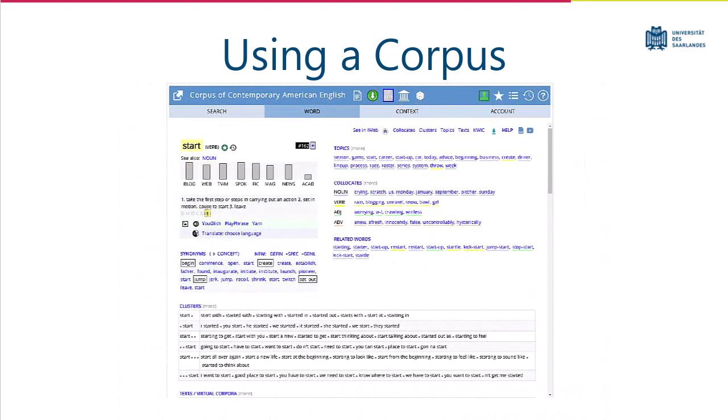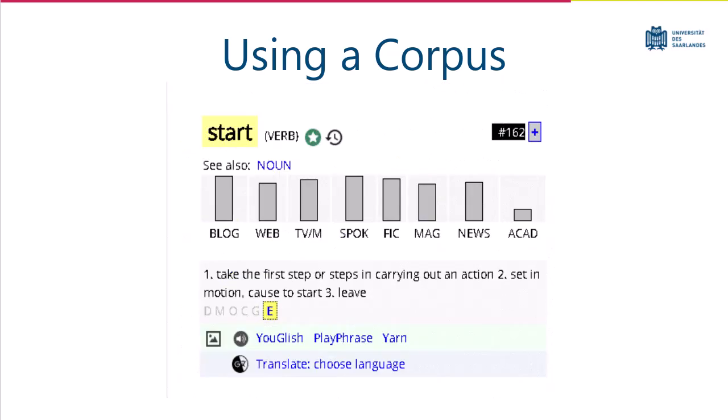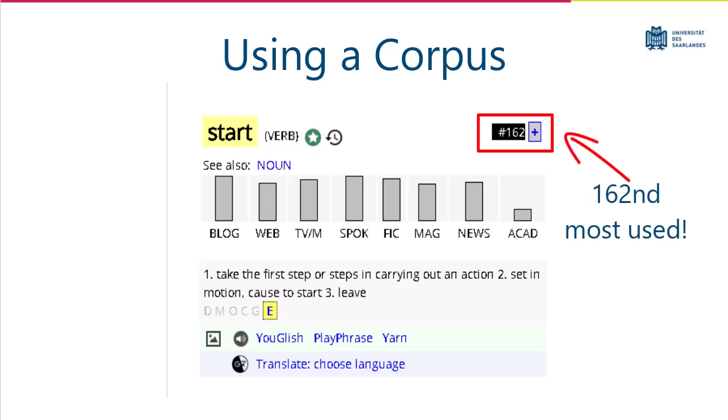This takes us to a page full of information, an almost overwhelming amount. Let's break it down a little bit. To begin, let's see if we can figure out how common the word is, or rather, how frequently it's used. The first thing we can look at is the number 162. This tells us that the verb, and note this number only refers to the verb start, not the noun, is the 162nd most used word in the corpus. Pretty frequent if we consider a native speaker knows 20,000 word families.